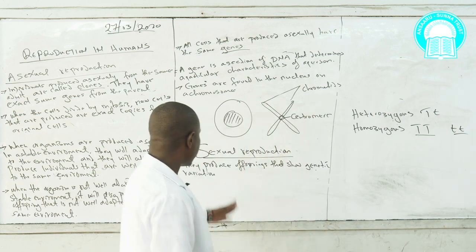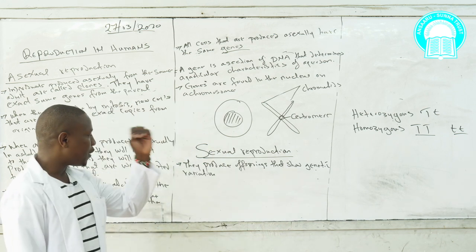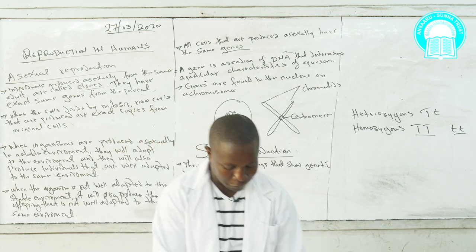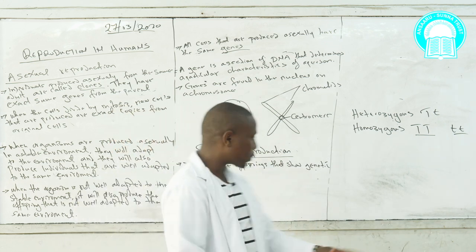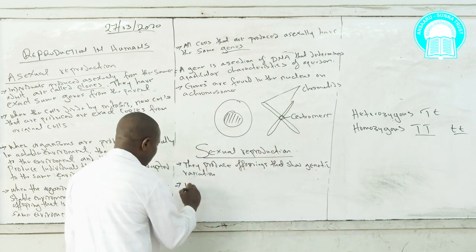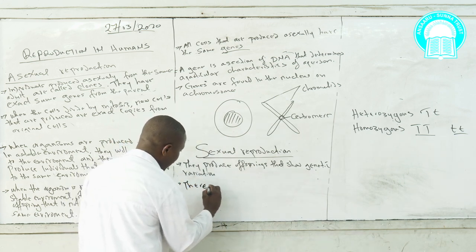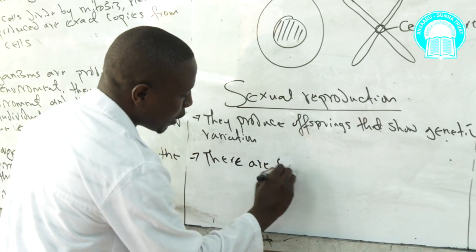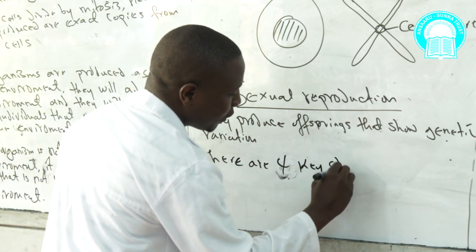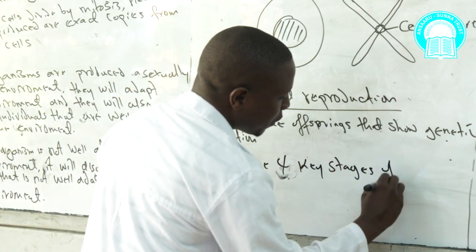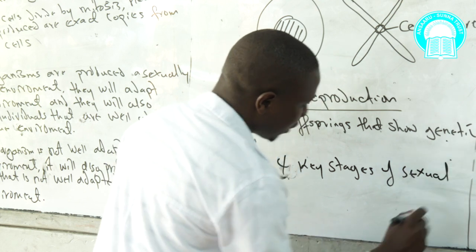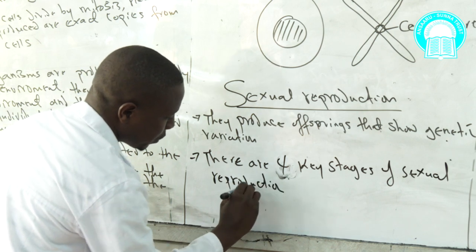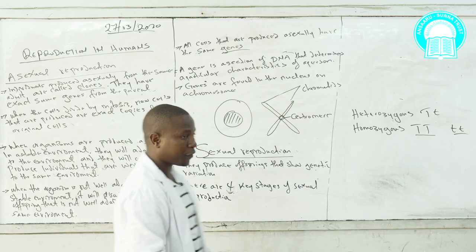So we are on sexual reproduction, and I say they show genetic variation. There are differences in what? Offspring. Number four, there are four key stages in sexual reproduction.